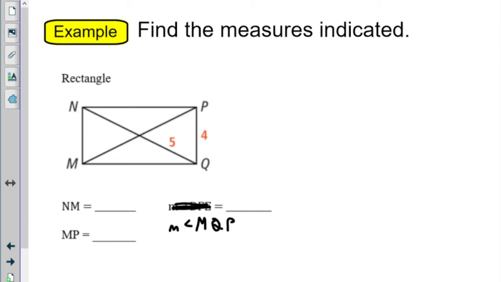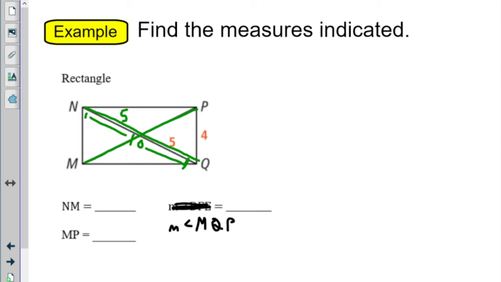M to P. The reason this one's trickier is because it's a diagonal. And we know what this diagonal is because the diagonals bisect each other. So once again, if this is 5, this is 5, and the whole thing is 10. But the trick is that it's not asking for N to Q. It's asking for M to P. And to get M to P, we need to know about the other diagonal.